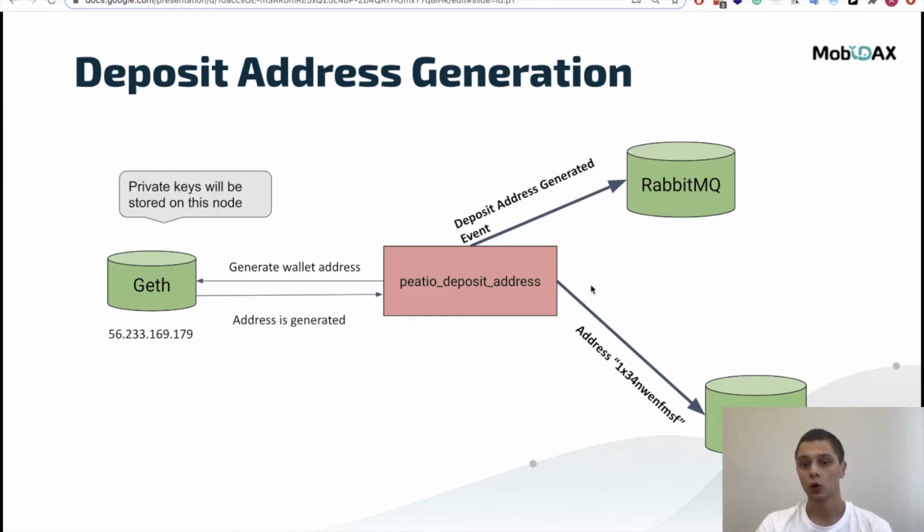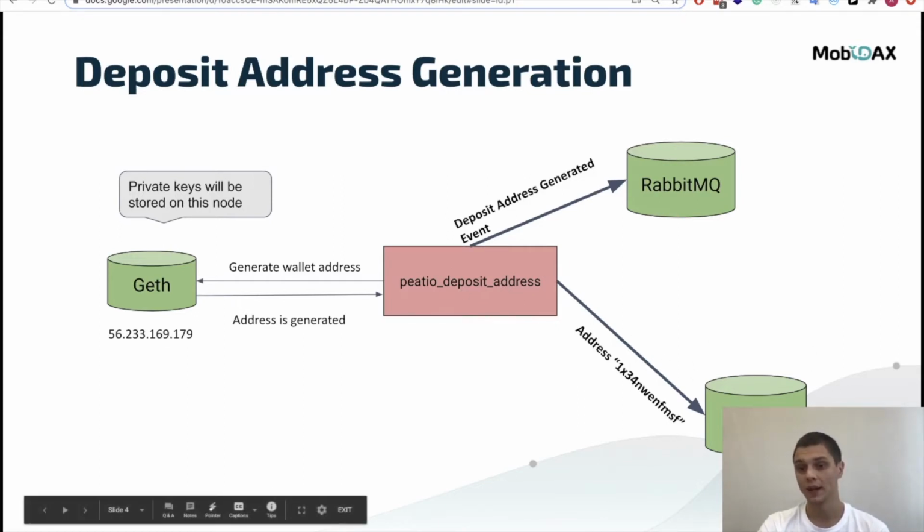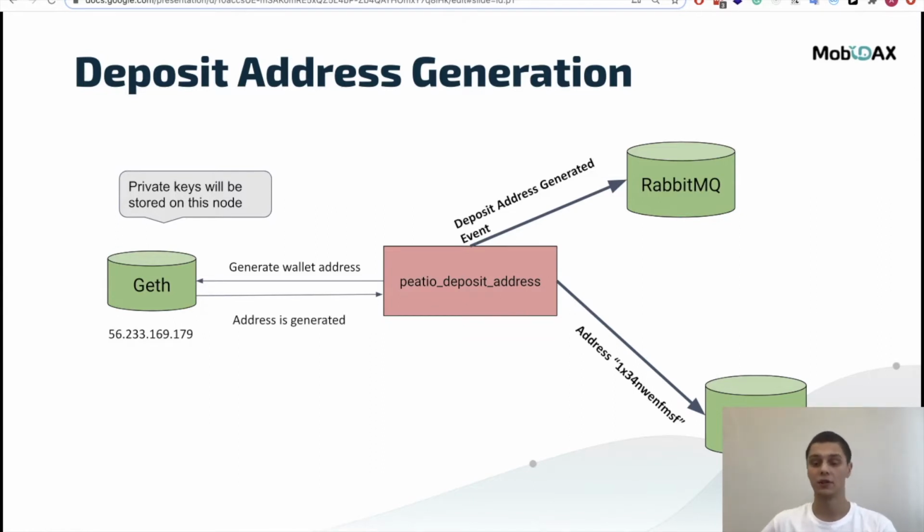And also, Peatio deposit address reflects this on the database. So it says on the database that there is a new payment address generated for this particular user. That's how your deposit address generation is made. We will generate some addresses manually to set them into our wallets when we are going to set up our wallets. We will do some manual address generation, so you will see how that works in a nutshell.